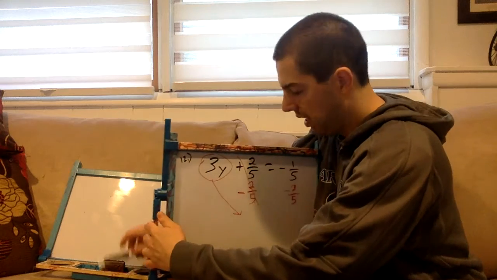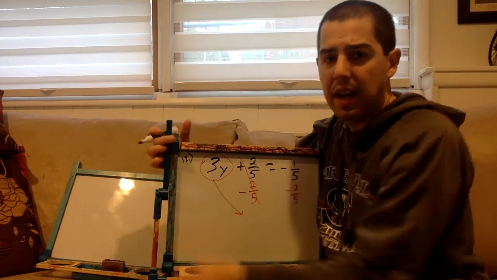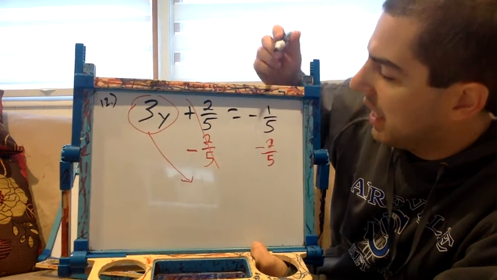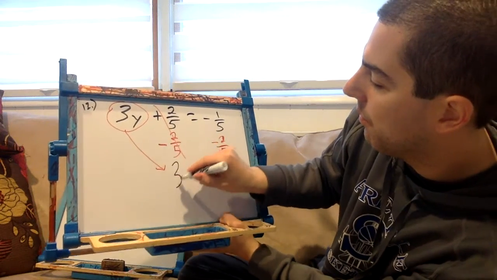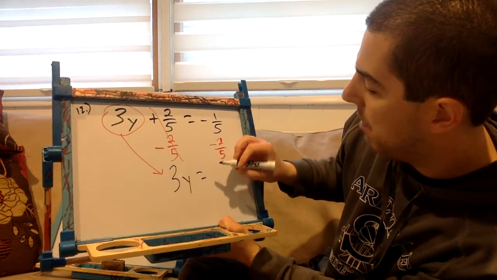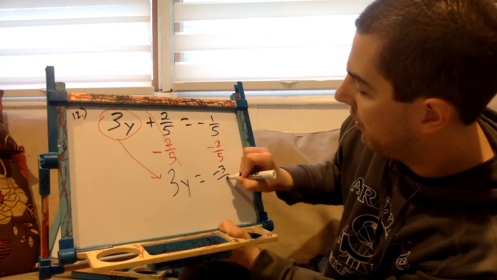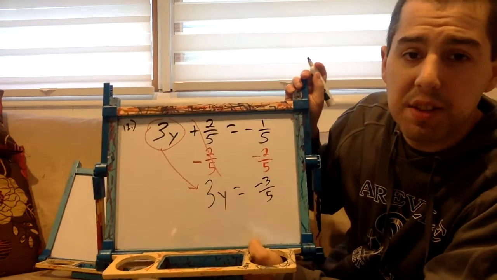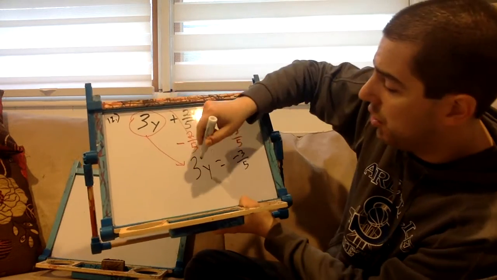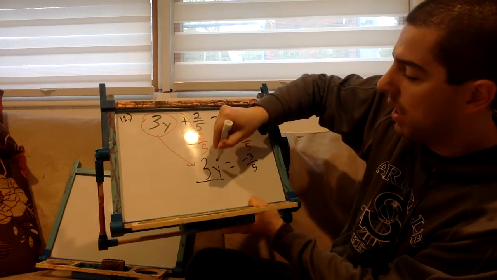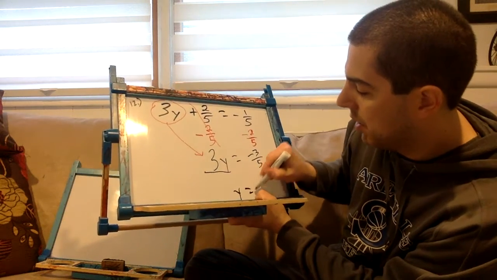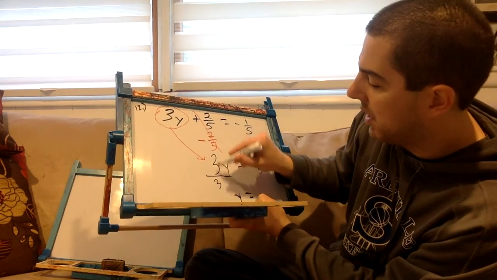Now, if we take a look on the right side, I have two negatives. So if they're both negative, they're on the same team. Negative 1/5, negative 2/5. I add them up, and I have a total of negative 3/5. Now, I have to undo multiplying by 3. We know I want to get just one y at the bottom. So to undo multiplying by 3, I'm going to divide by 3.